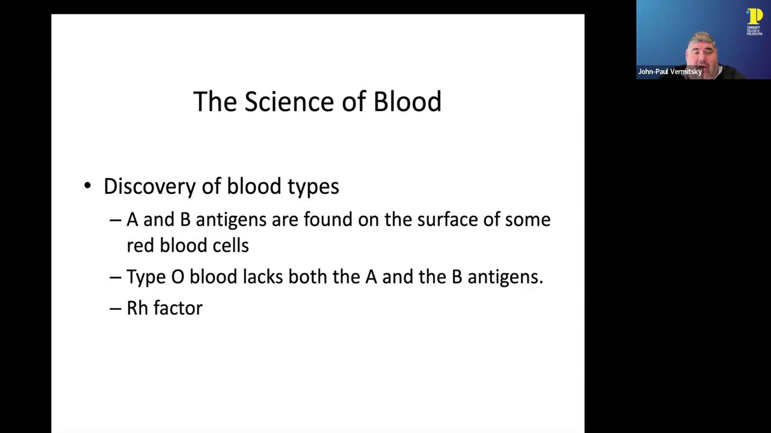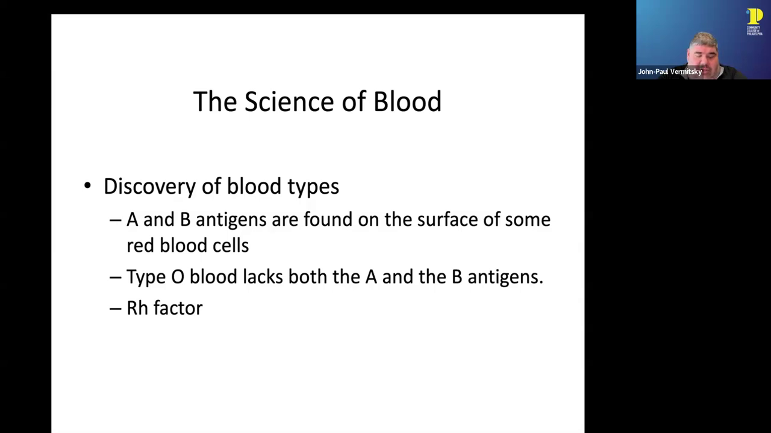Blood typing. We have A and B antigens that are found on the surface of some red blood cells. If you are type O blood, you do not have either antigen. If you have the A antigen, you have type A blood. If you have the B antigen, you have type B blood. If you express both antigens, A and B, you're a type AB blood. And if you have no antigens, you're a type O blood.